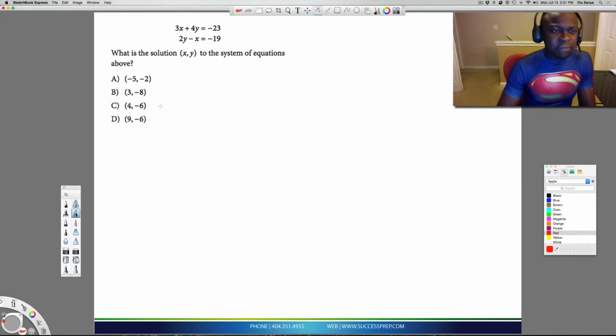In my opinion, that pretty much allows students to get closer to what the answer could be, even if they randomly guess. So I think I like that. But as we jump into this question here, we want to be able to solve for x and y. That's what this question is asking for.